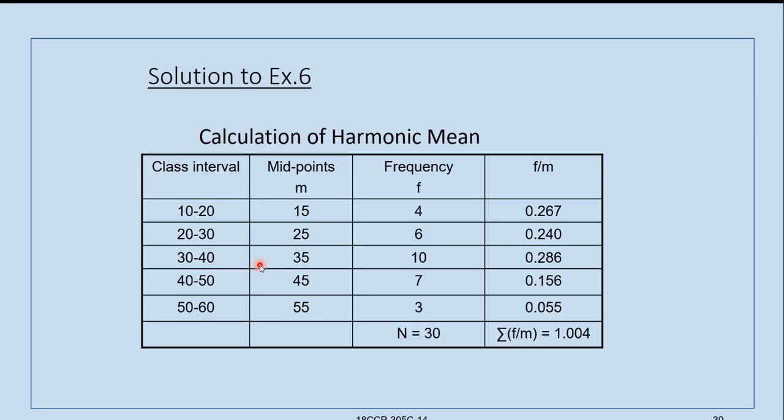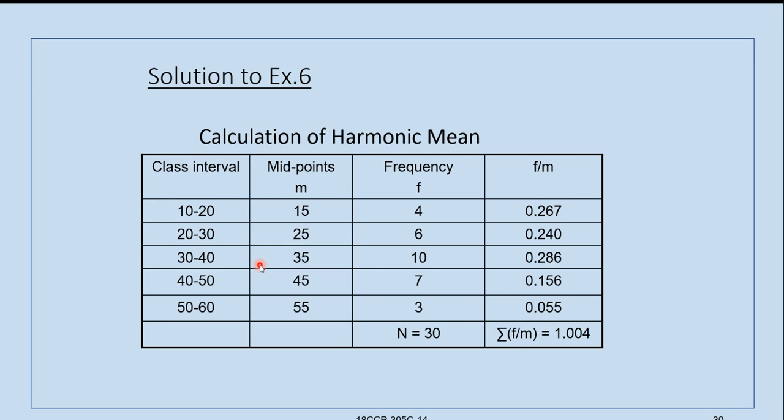Again, one column is omitted, of course. Here, the reciprocals column is omitted, but we need not omit that. It is very easy if we put reciprocals there for multiplication, right? Otherwise, we will be confused. The midpoints are 15, 25, 35, 45, 55. Next column will be reciprocals of midpoints, that is 1 by 15, 1 by 25, 1 by 35, 1 by 45, and 1 by 55.